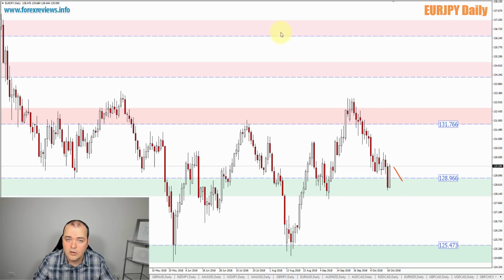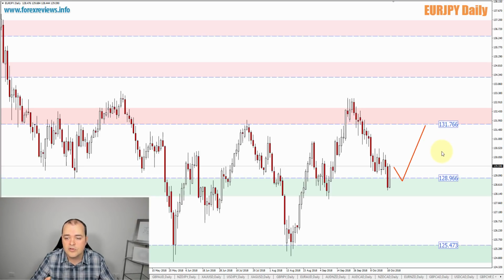That this is a great area on this market to consider a potential bullish opportunity in this area, and look for a potential move to the upside, potentially move all the way up to these previous highs, looking left, or potentially move all the way back up to the 131.76 zone area to the upside.